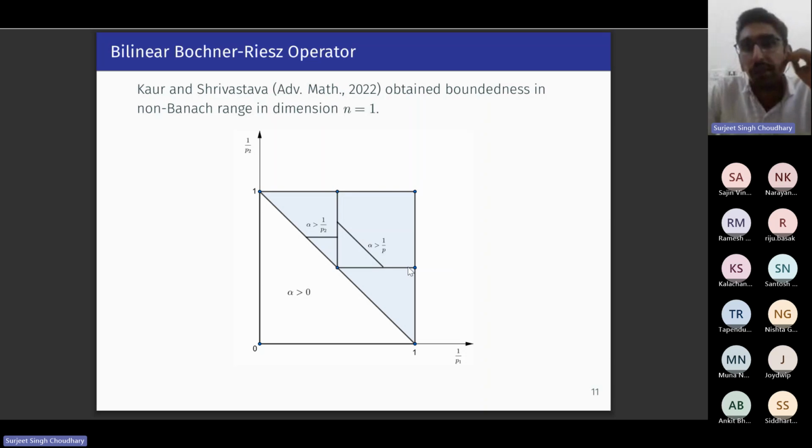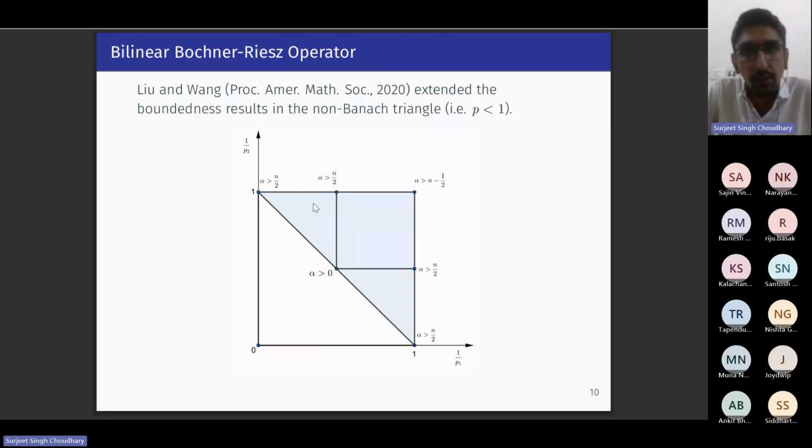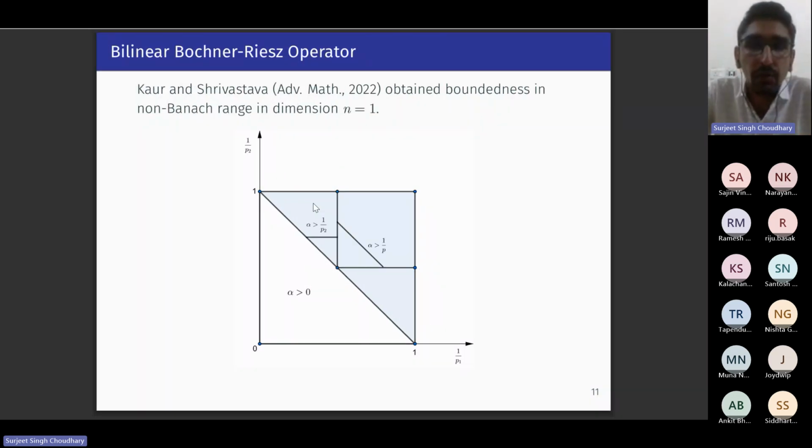And then Jotsaroop and Shrivastava (coherence philosophy) first obtained the boundedness in the non-Banach region in dimension 1. So Liu and Wang's result is true for dimension n bigger than or equal to 2, and they proved this result in dimension n equal to 1.